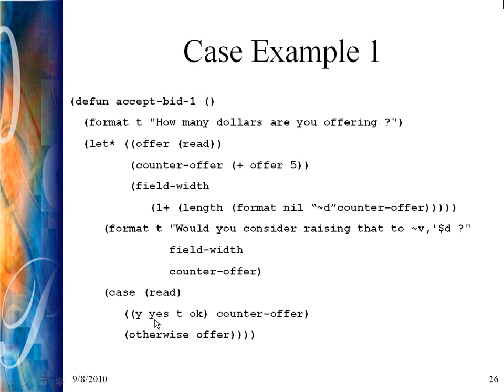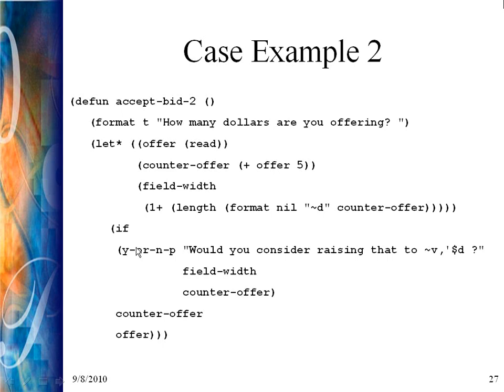And in this one, notice we do case read. And case read means that it's going to prompt the user for input. The user will type input in and hit return. The input will be read. And then if it's yes, the symbol Y, the symbol yes, the symbol T, or the symbol OK, it will offer the counter offer. Otherwise, it will just offer the offer. This is sort of a bidding function here.